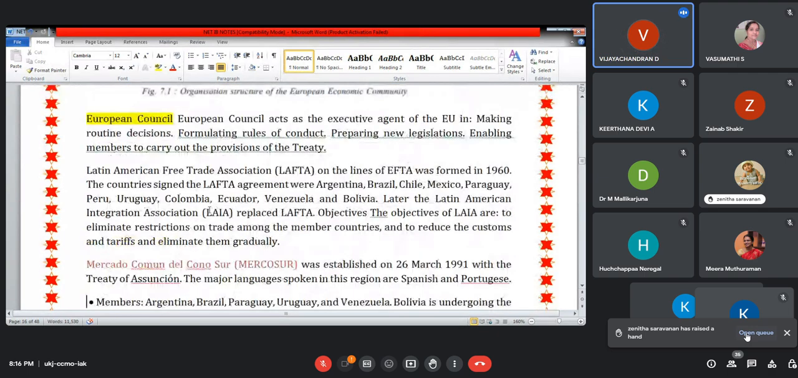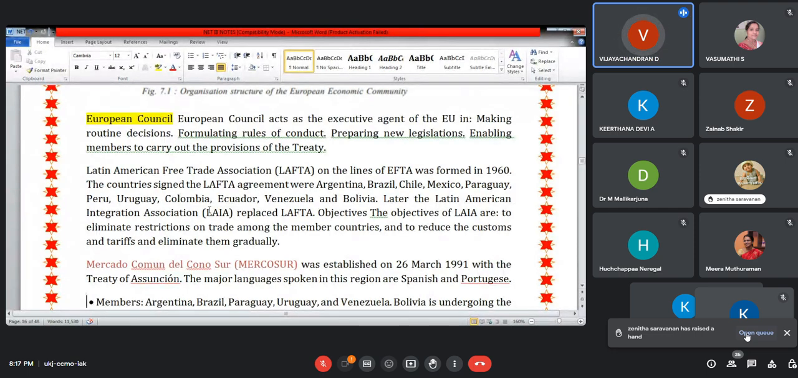I told NAFTA, AFTA. Now I am telling LAFTA. LAFTA means Latin American Free Trade Association, formed in the year 1960. What are its member countries? Brazil, Argentina, Chile, Mexico, Uruguay, Peru, Colombia, Ecuador, Venezuela, Bolivia.